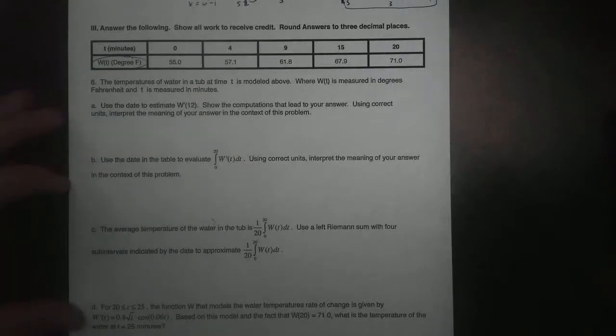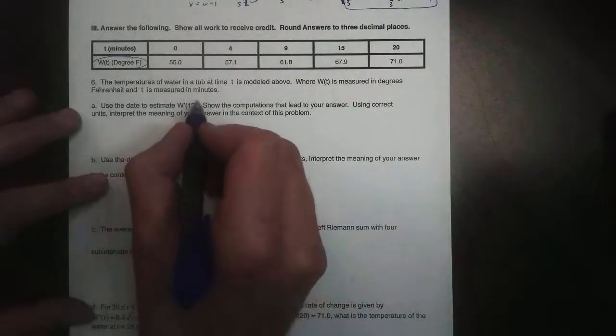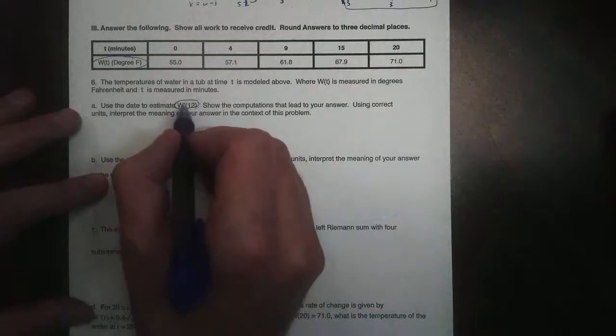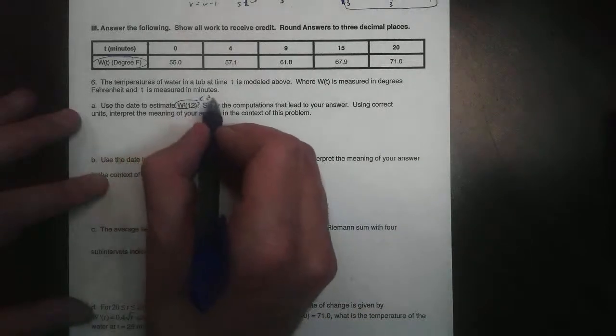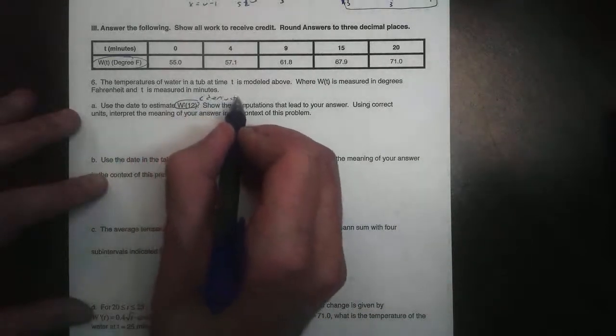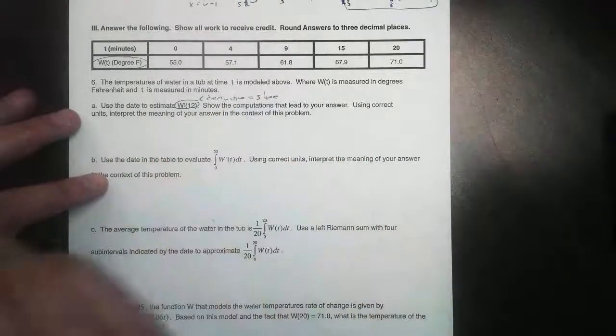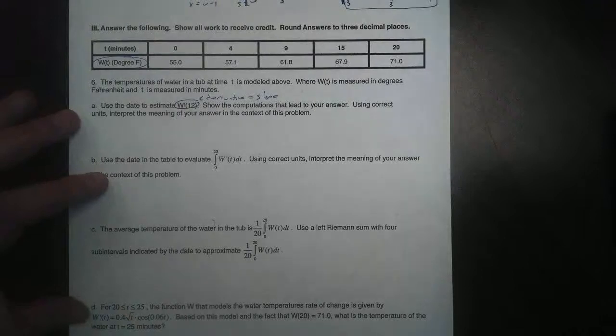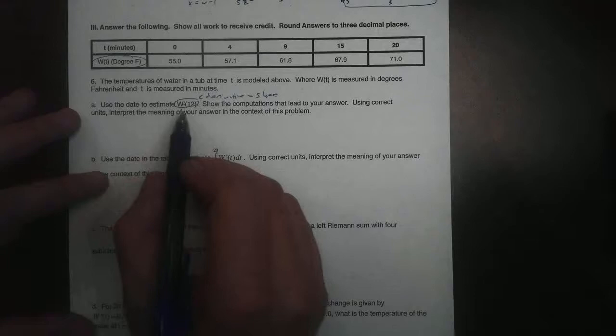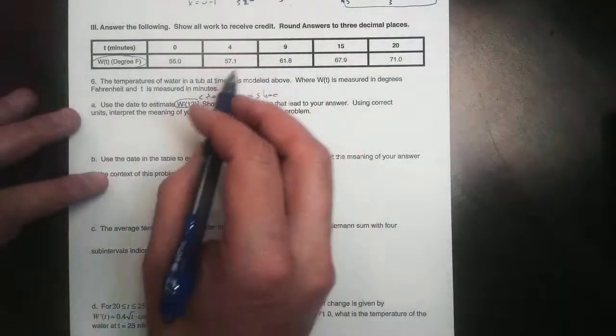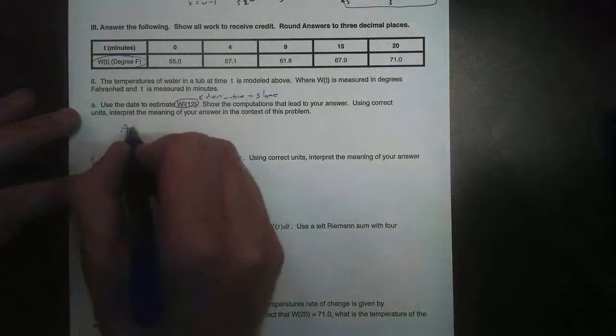It says the temperature of water in the tub is modeled above, where W(t) is measured in degrees Fahrenheit. We want to estimate W prime of 12. Well, they didn't give me W prime, the derivative. They want me to find a derivative here, which for us, remember, means slope. This is a note I write to myself on my test or quiz. I want to find the slope at 12. Well, they don't give me the slopes, and they don't give me 12. So how do I solve it?